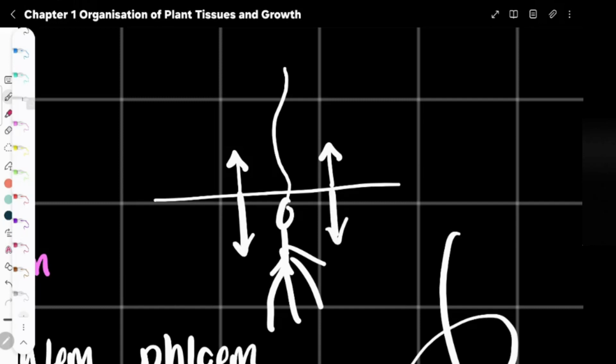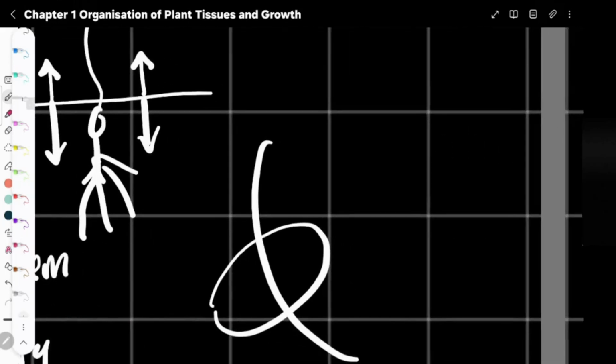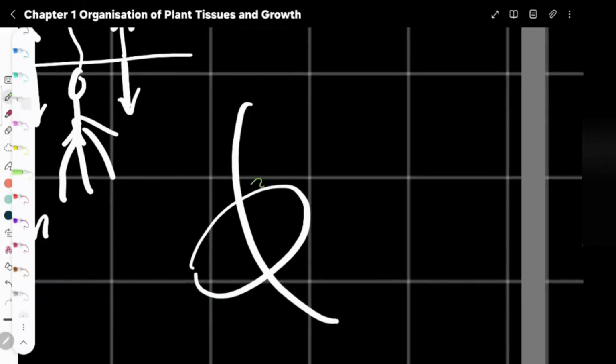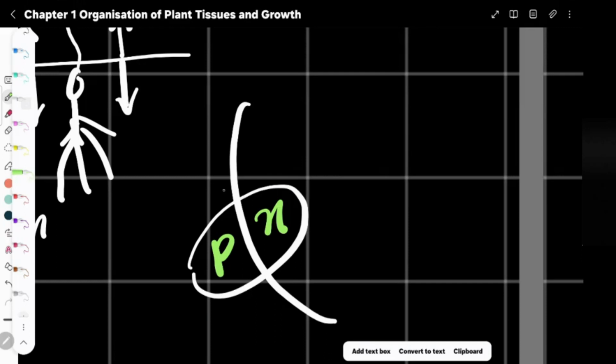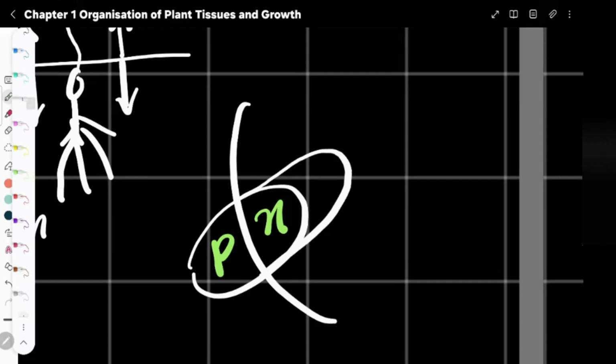So why am I saying this? Because most people do not understand or forget that it will grow from this thing here. It does not grow from this thing. It grows from this thing here. So this is the xylem. Remember, this is the xylem, and this will be the phloem. So if you were to grow, it will be growing.